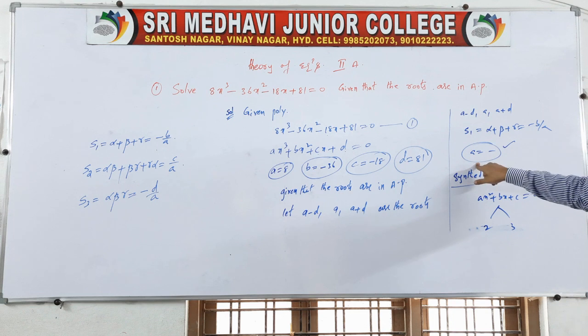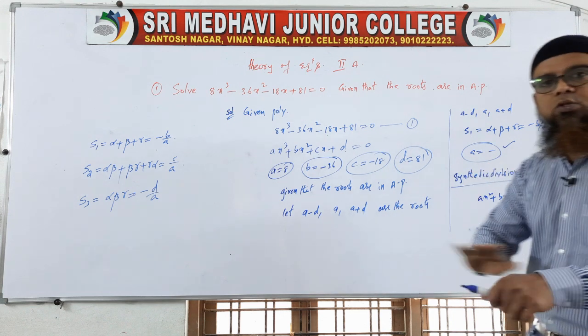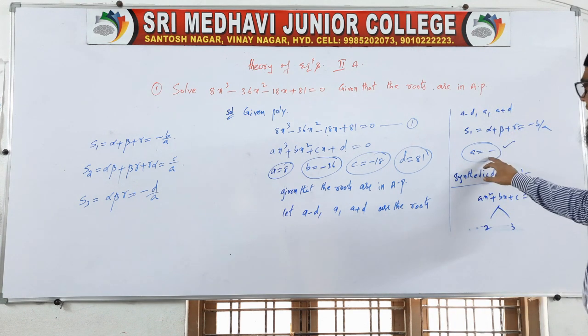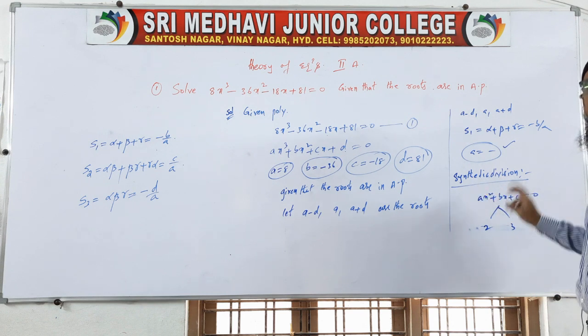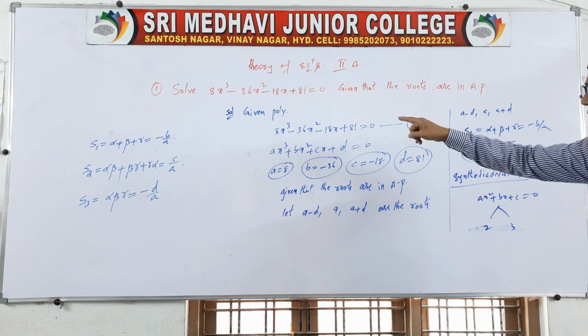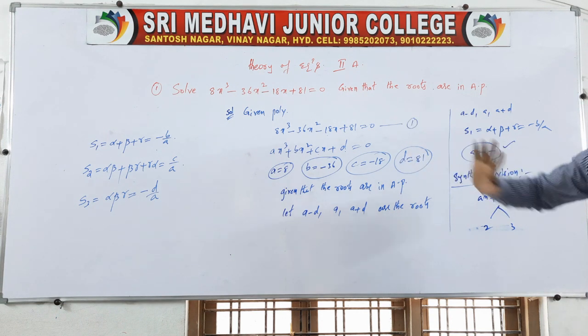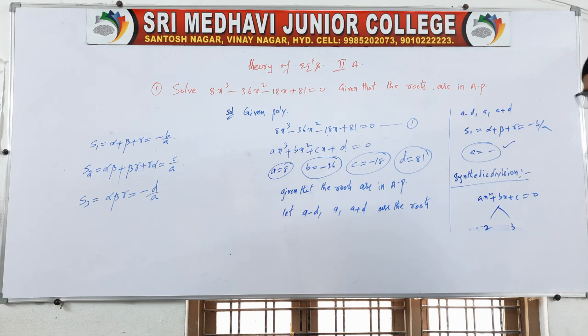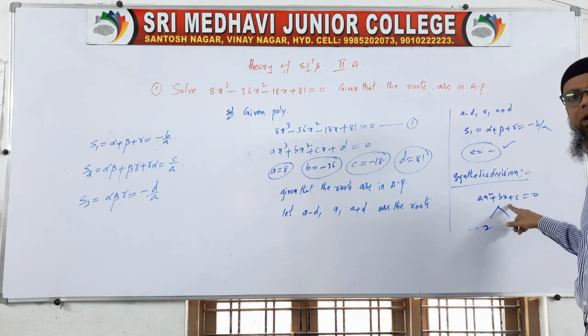Automatically you will get A value. A means one root is over. After completing one root, you apply synthetic division. By doing that division, the cubic polynomial will be reduced to a quadratic polynomial. This is the quadratic polynomial.